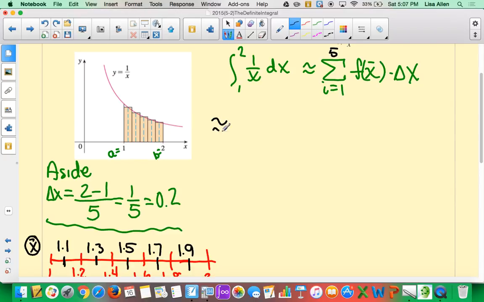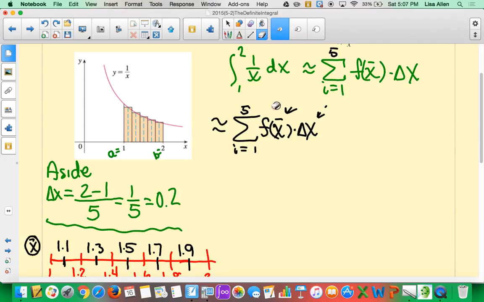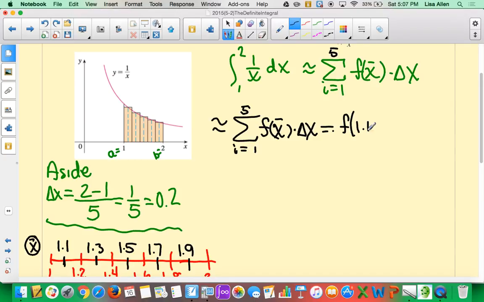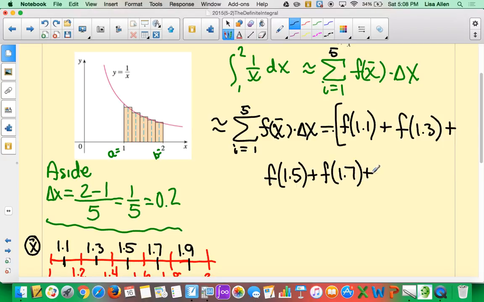So I'm going to say that this is approximately equal to the summation from i equal to 1 to 5 of f of x bar times delta x. So now here we go. Remember that we can factor out the delta x and multiply it at the end. So we just add up all the f of x bars and then multiply by delta x. So we have the following. This is equal to, so I have f of 1.1, that's the first one, plus, oh, better put a bracket in here first, f of 1.3 plus f of 1.5 plus f of 1.7 plus f of 1.9. So those are the function values I'm looking for.